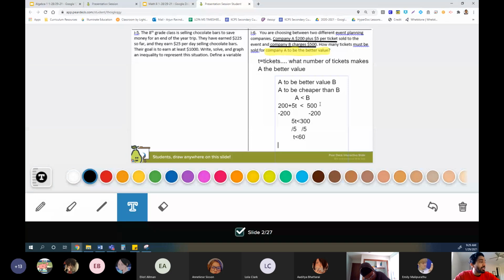Well, what does that mean? T is less than 60. What does that actually mean? Marilyn, what does that actually mean? What does T represent? Morgan, give this context, please. Tap that unmute button and tell us, what does T is less than 60 mean?